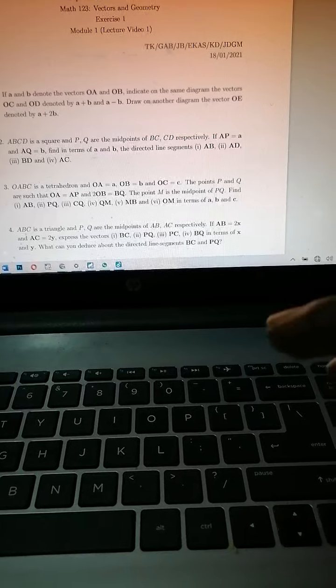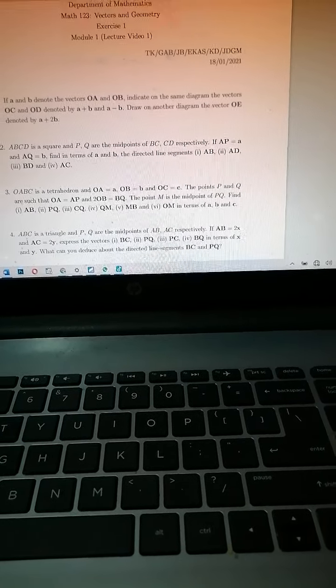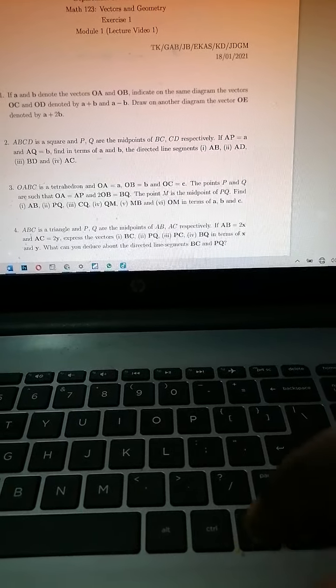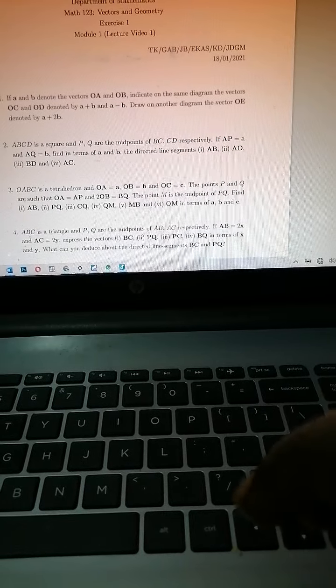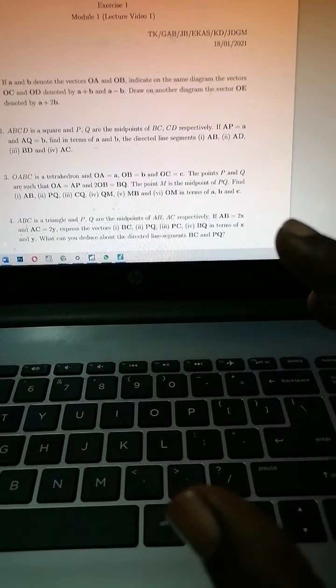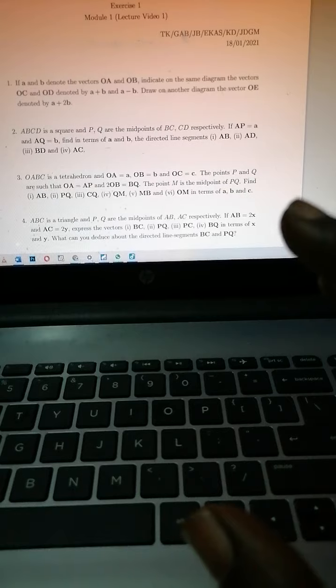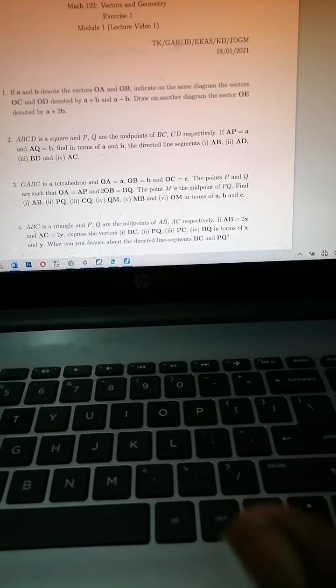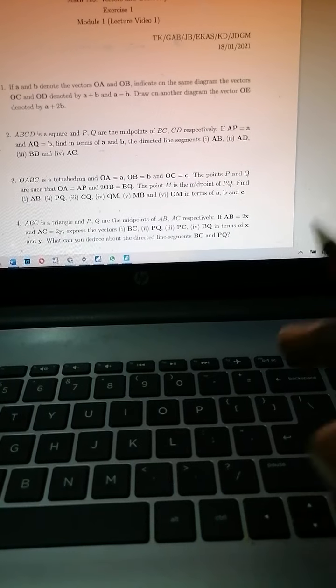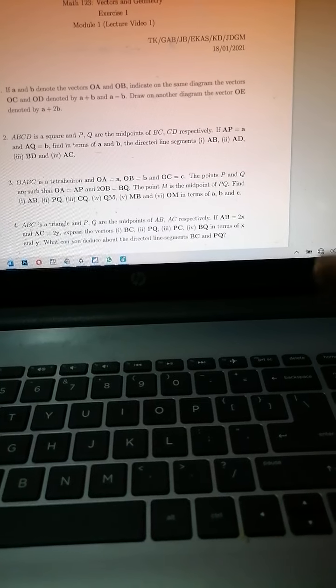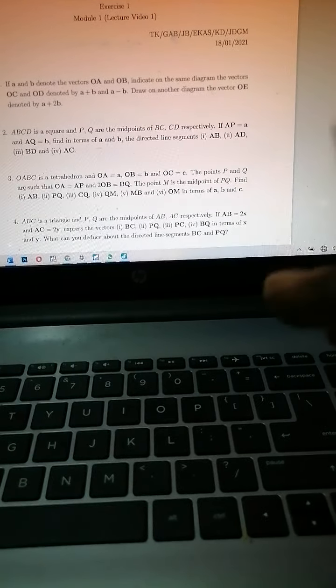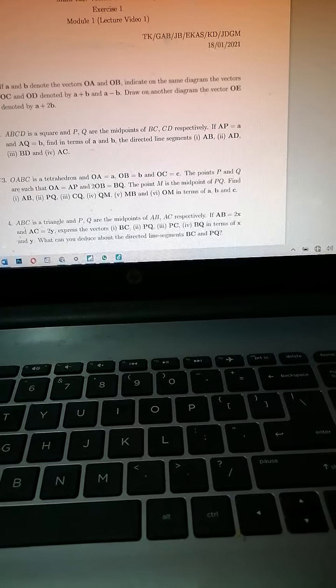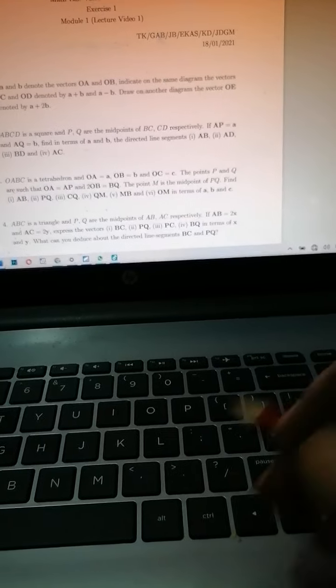P and Q are midpoints. That's another key resource the question has given you. So you have to know what a midpoint is. If you don't know what a midpoint is, you are lost, right? P and Q are midpoints of what? BC and CD respectively. And they've given you that the vector AP is equal to the position vector A, and the vector AQ is equal to position vector B. Position vector, I'll explain that later.